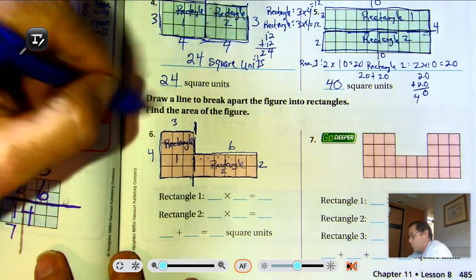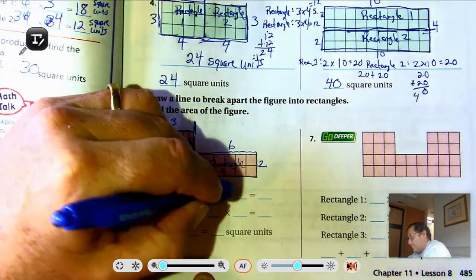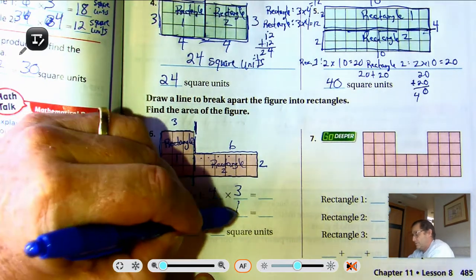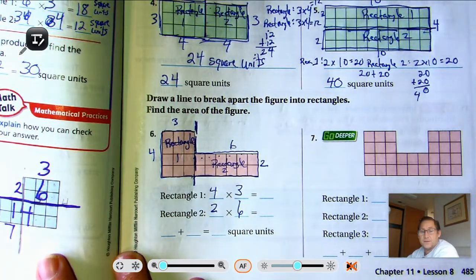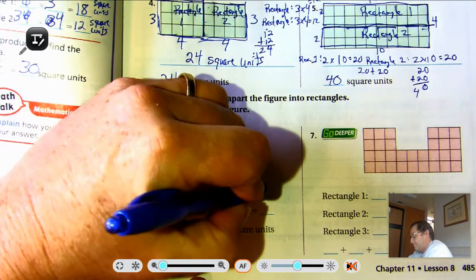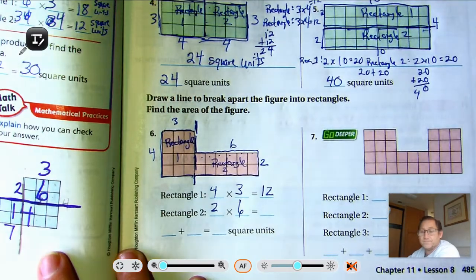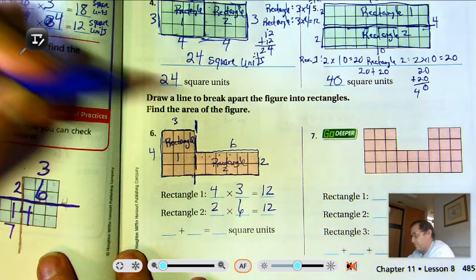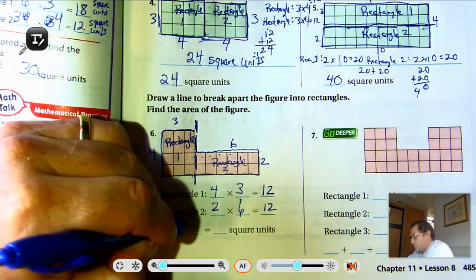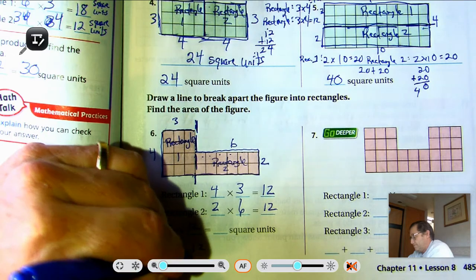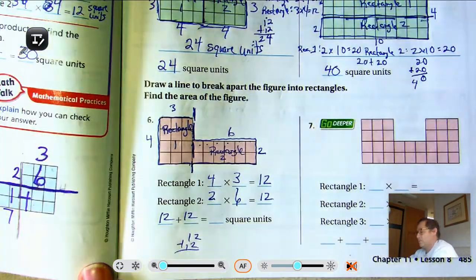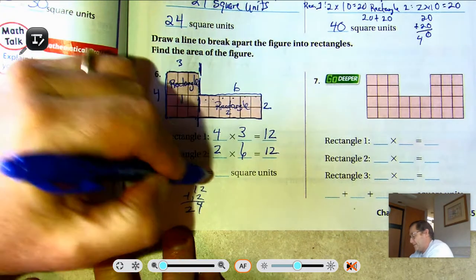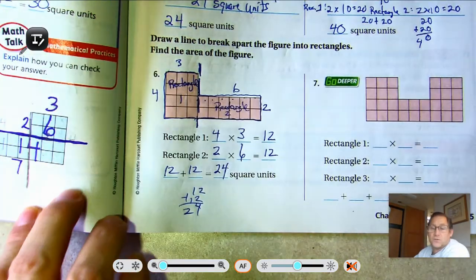All right, so rectangle 1 we said was 4 by 3. Rectangle 2 is 2 by 6. So 4 times 3, 12. 2 times 6, 12. What's 12 plus 12? 2 ones plus 2 ones is 4 ones. 1 ten plus 1 ten is 2 tens. 24 square units.